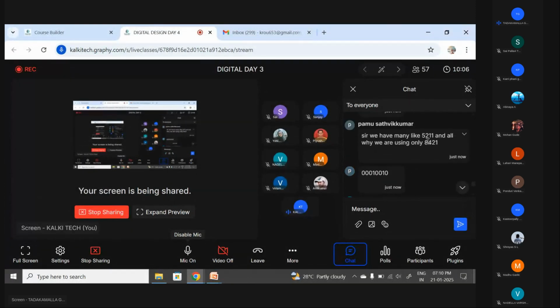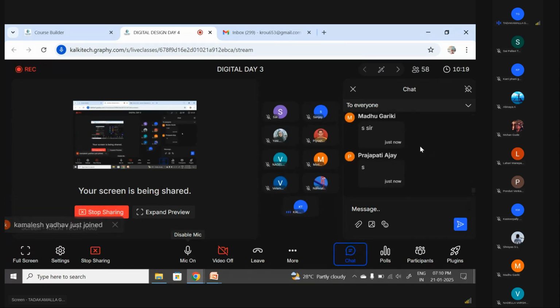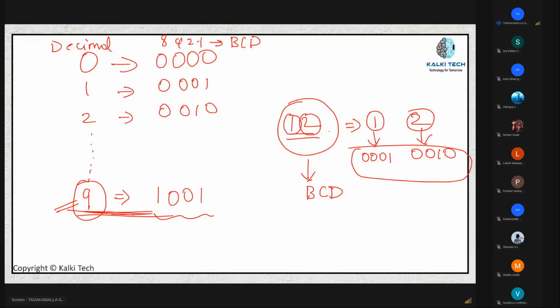We have many other codes, like 5421. Why are we using 8421? Yes, we can use anything; 5211 also you can use. No issue. 8421 is mostly used. I am telling this is 1 2, and for this 1 2 we will get the two 4-bit codes.